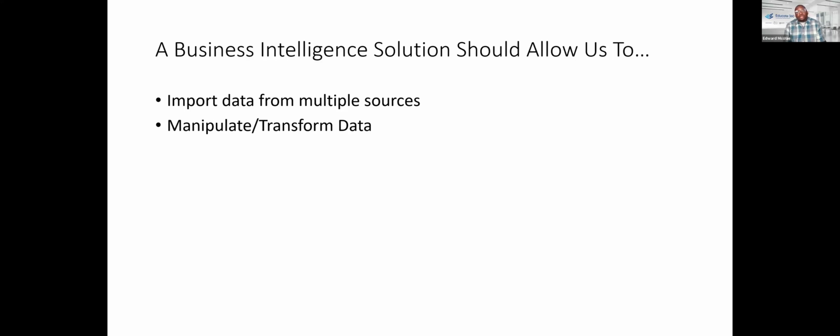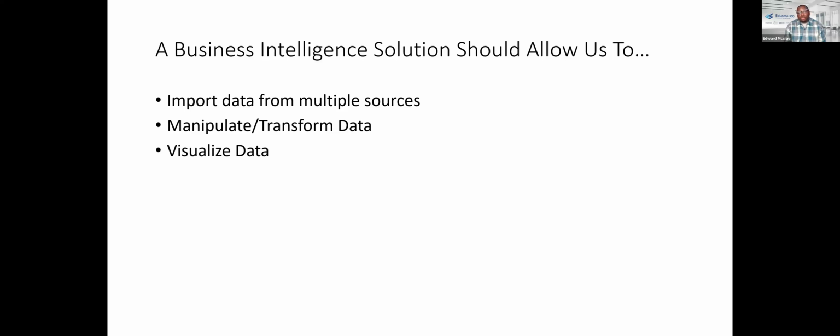Secondly, a business intelligence solution should allow us to manipulate slash transform data. So oftentimes that data living in its natural place was not constructed for use in a data model. This is especially true if we are talking about Excel, all right? Where often we're making things based on what it is that we want to see, and we're not so much thinking about functionality, okay? So we're going to need some kind of tool for cleaning our data up and transforming it so that we can use it in a data model.